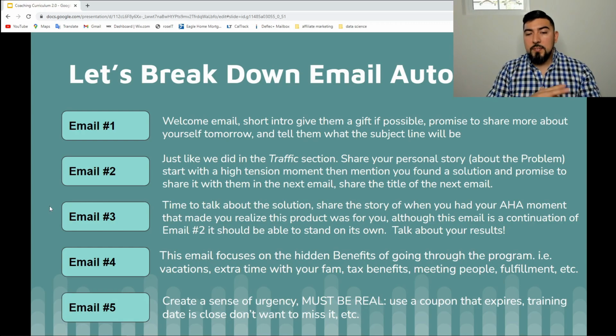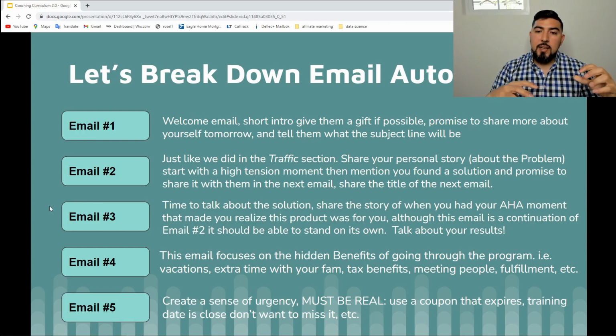And then email number 5, right? This is just, again, you're creating a sense of urgency. It has to be real. This is something like, here's a coupon that expires, or there's a training date. A lot of times there are webinars, right? If what you're promoting has a webinar, those webinars are going to be on a specific date. So maybe the timeline is getting closer and you don't want them to miss it.